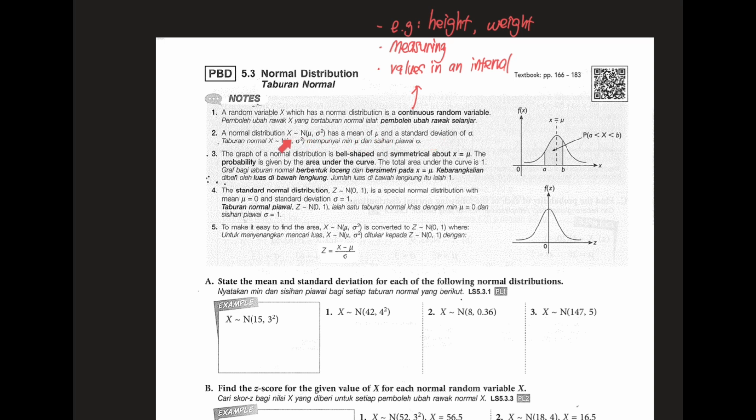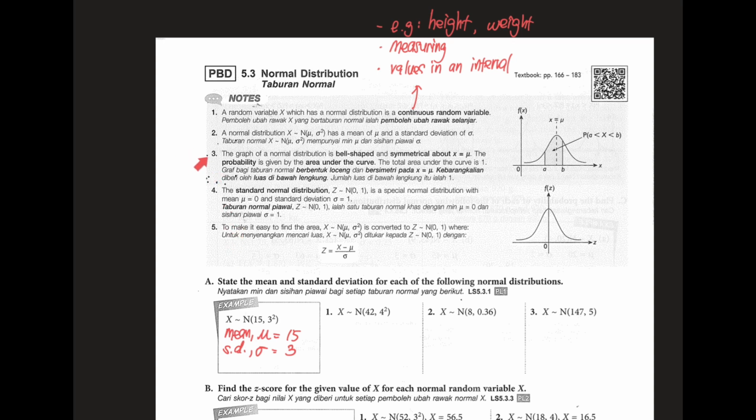How do we use it? For example, if they write like this, then you have to know that the mean is 15. The standard deviation is without the power 2, which is just 3. So I write down the mean, which is mu, is 15. The standard deviation, in short form sigma, is the one without the square, so it's just 3. From that format we can find out the mean and the standard deviation, which are very important in normal distribution.